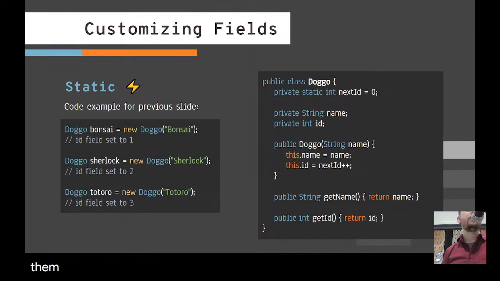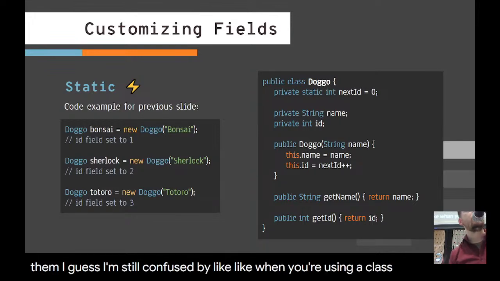I guess I'm still confused by, when you're using a static method on the class, what is the class then? It's not an object, right? It's not a primitive data method. So what is it?